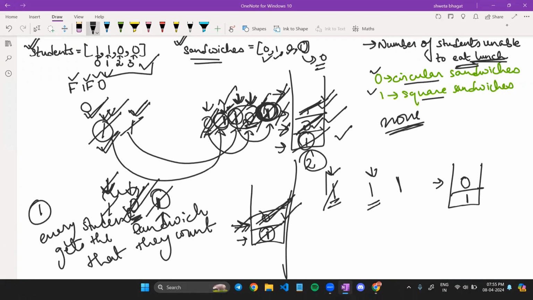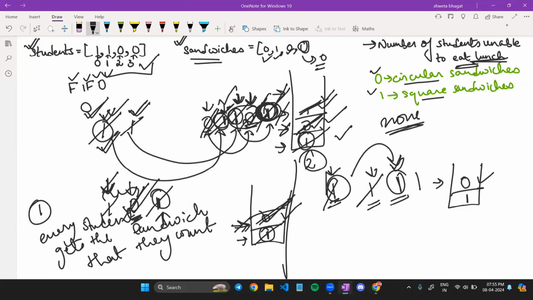So we can see that this child also wants a square sandwich, but at the top what do we have? We have a circular sandwich. So what will happen? This child will go to the end of the queue, correct? Now you can see that we are back to the same child, correct? This was the only child whom we sent to the end, right? So what did we notice over here?